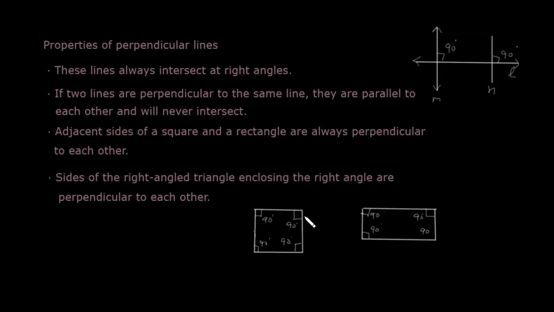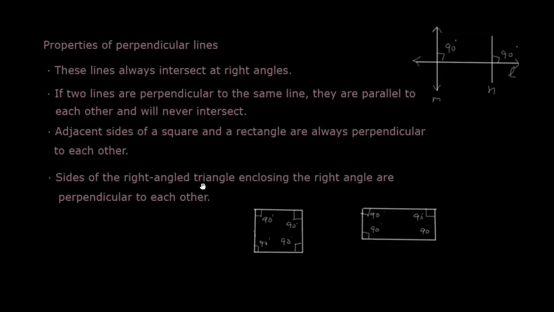Similarly, this side is perpendicular to this side, this side is also perpendicular to this side, and this side is perpendicular to this side. That means all the adjacent sides are making 90-degree angles with each other, so they are perpendicular to each other. So in the case of a square, all the adjacent lines are perpendicular to each other, and the same thing happens with a rectangle. So adjacent sides of the rectangle are all perpendicular to each other.